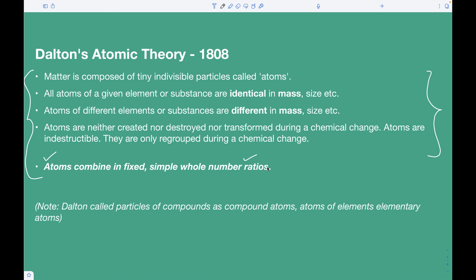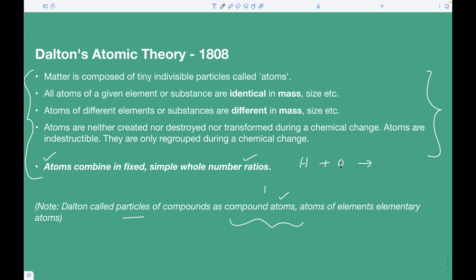First, let us see what this postulate means. This means when hydrogen combines with oxygen to form water vapor, the number of hydrogen atoms that completely combine with the number of oxygen atoms to form one compound atom of water vapor are in simple whole number ratios. John Dalton called particles of compounds compound atoms. Today we call them molecules, but kindly bear with this old name for a little longer.